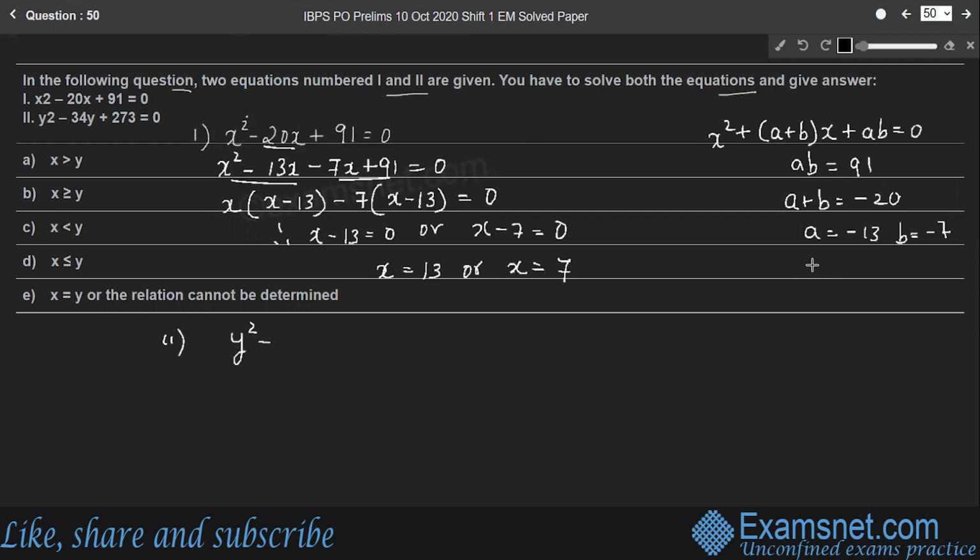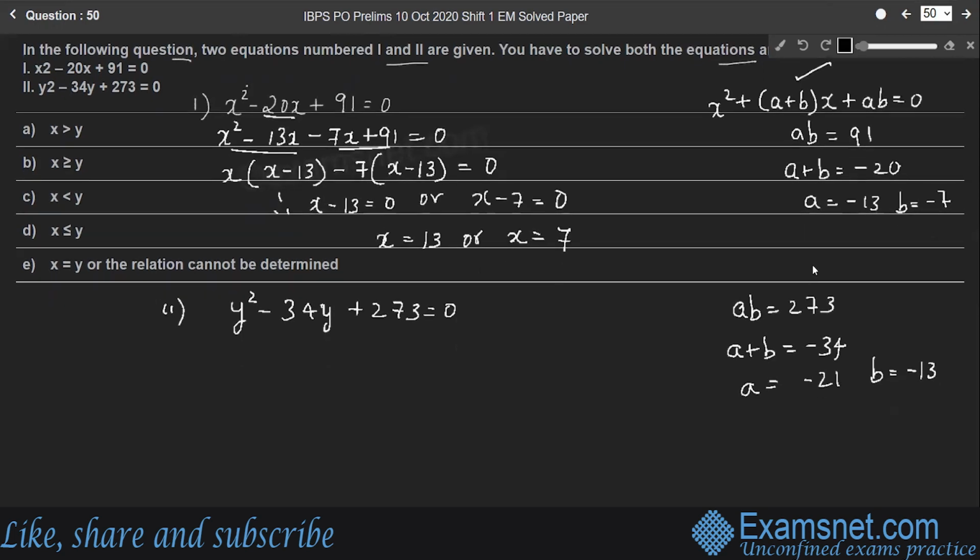Y square minus 34y plus 273 is equal to 0. Again, the equation is in the form of, instead of x square, it is y square plus (a plus b) into y plus ab is 0. Here, ab is 273 and a plus b is minus 34. Therefore, a is minus 21 and b is minus 13, right? So minus 21 into minus 13 becomes 273.